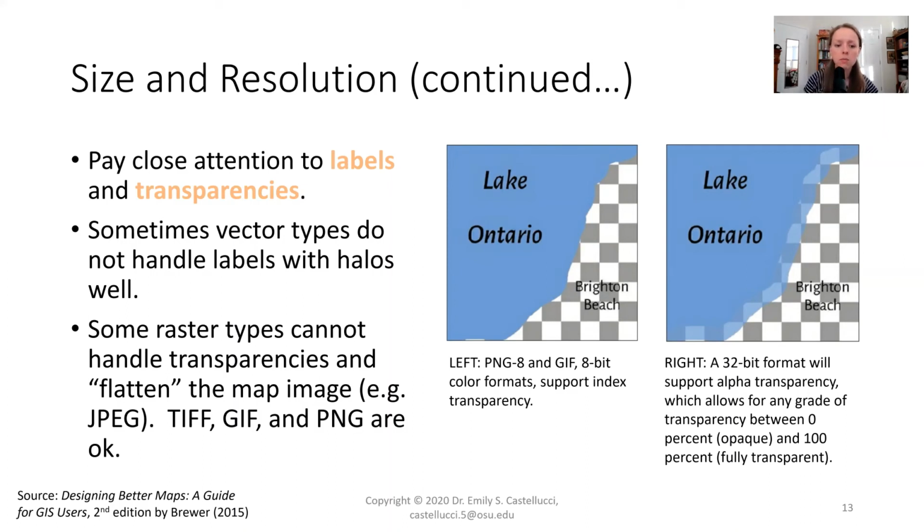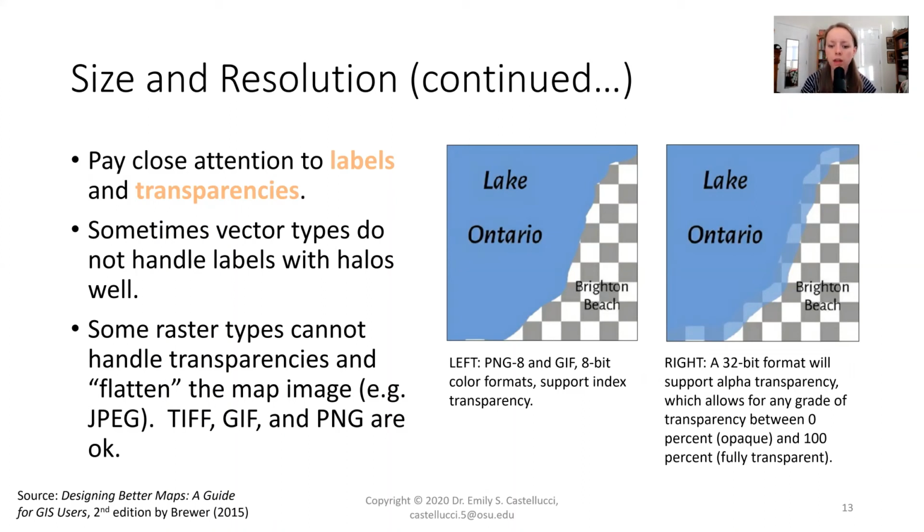So some vector types do not handle labels with halos well. Some raster types cannot handle transparencies well. And instead of really maintaining true transparency, they have a tendency to flatten the map image. For example, JPEGs. JPEGs do not handle transparency very well. However, TIFF, GIF, PNG, they're all okay. They handle transparencies just fine.